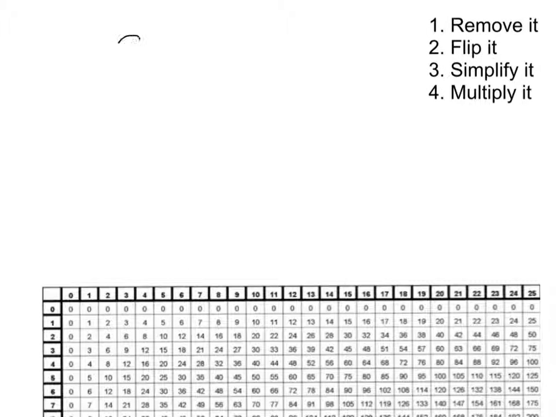Okay, so the first question was 3 over 8 divided by 6 over 8. Now, step 1 is referring to removing it. Remove it is talking about the sign here. So we want to get rid of the division sign. The flip it, the second step, that's referring to the second fraction.